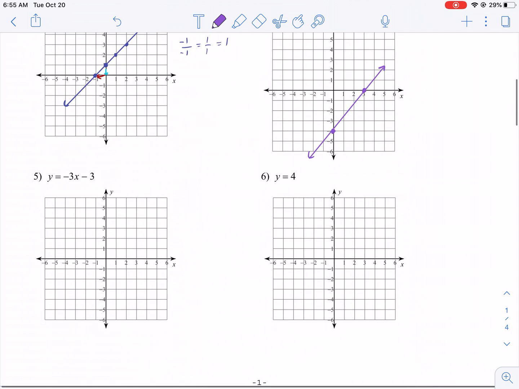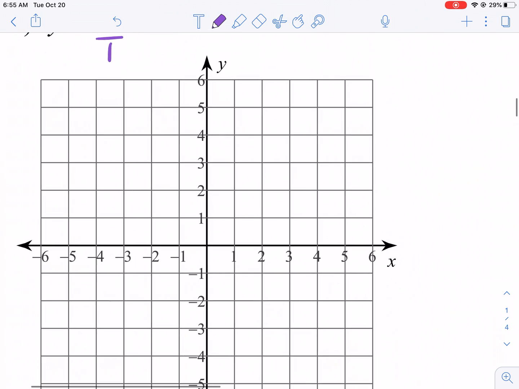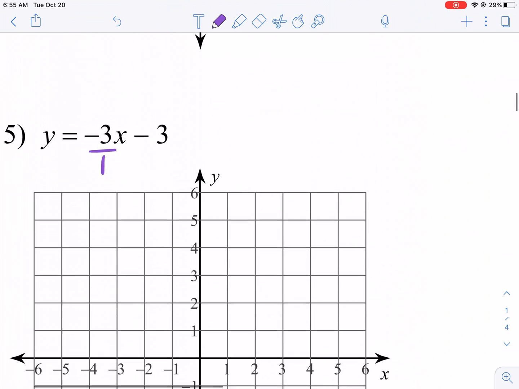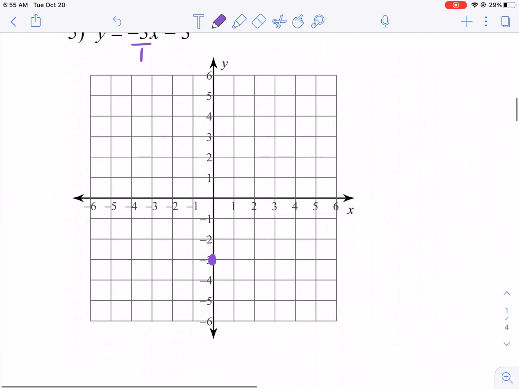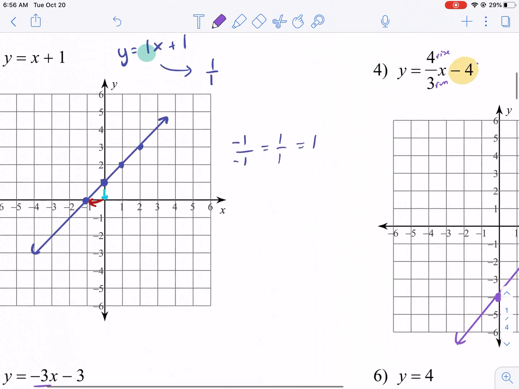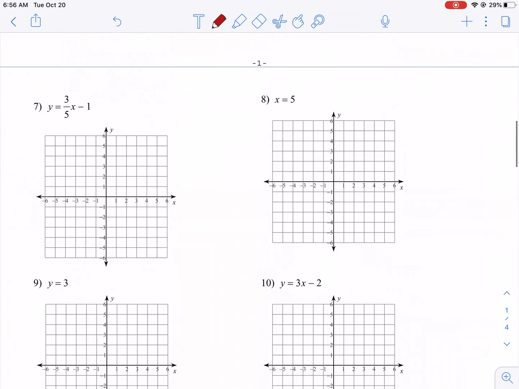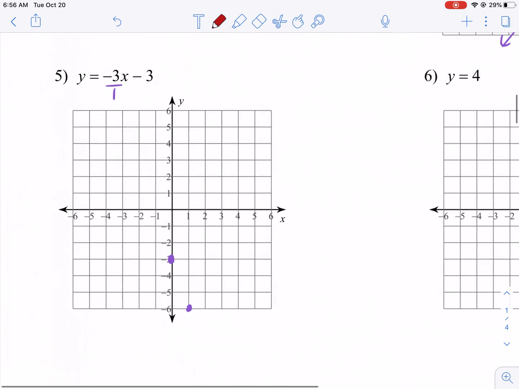Okay. Let's do just one more over here. Okay, there's -3. I can always make it -3 over 1. So my y-intercept is -3. My slope is -3 over 1. So I'm going to go down 3 to the right 1. From this point, you always start at the y-intercept. Okay, so you want to start at your y-intercept. Very important. Make a star if you want. I made a star. And connect your dots.